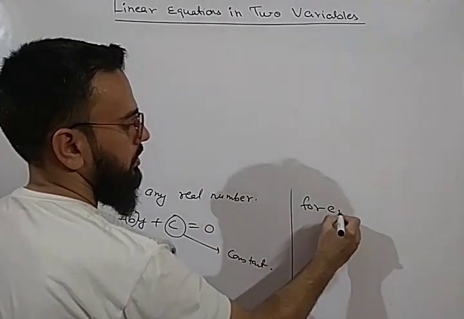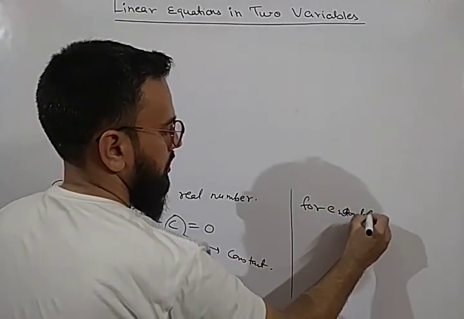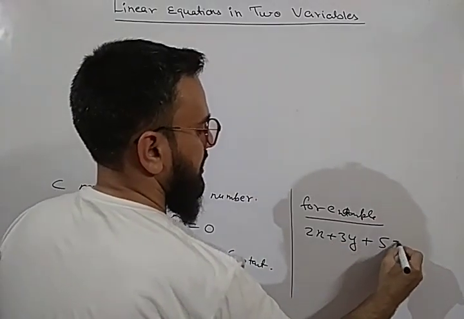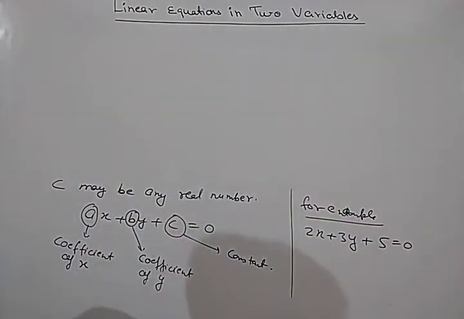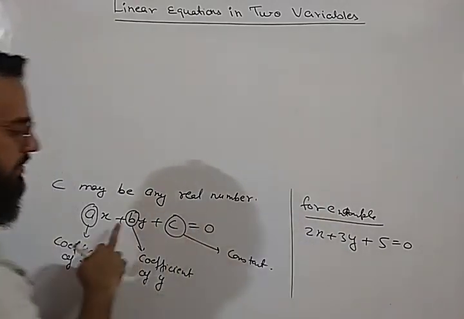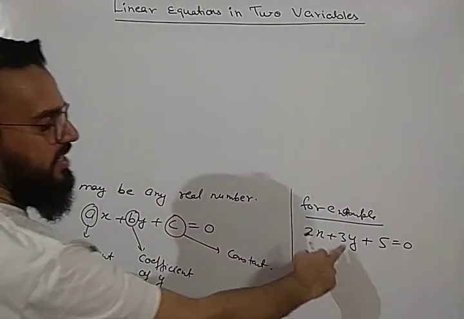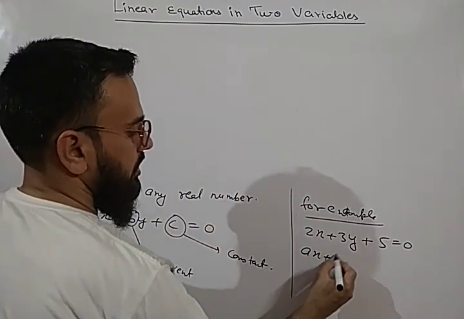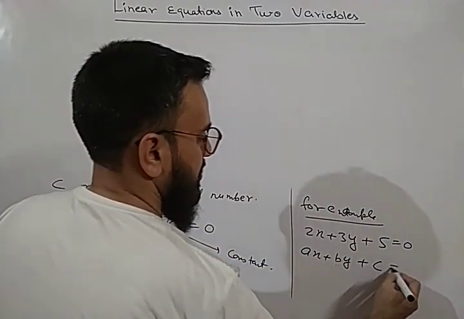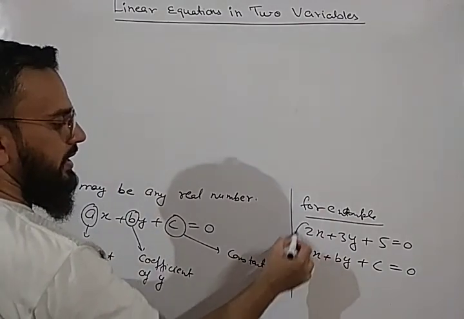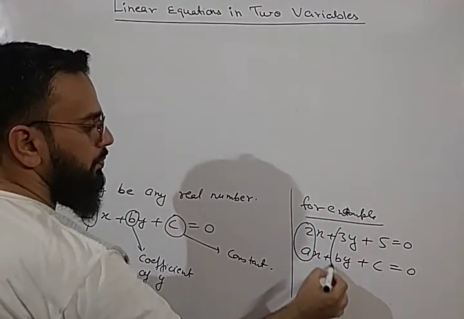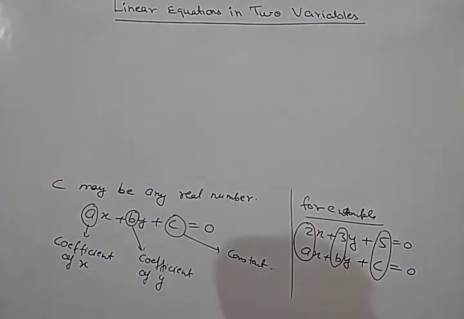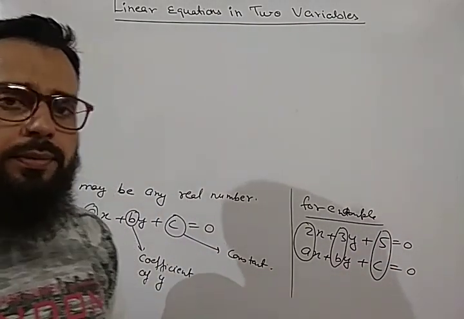For example, we can take 2x plus 3y plus 5 equal to 0. So you can compare it. It is a general form of linear equation, 2x plus 3y plus 5 equal to 0. If you compare it with the general form of linear equation, ax plus by plus c equal to 0, then we get a is equal to 2, b is equal to 3 and c is equal to 5 by comparing these two equations.